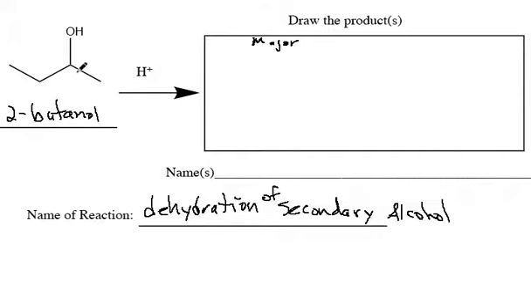Our major product is determined by considering the alkene that is formed, because the product of dehydration of an alcohol will always be an alkene. We look at the alkene that is formed and we determine which alkene will be more substituted. So I'm going to draw the two possible alkenes. So we can make a double bond between either adjacent carbon atom.